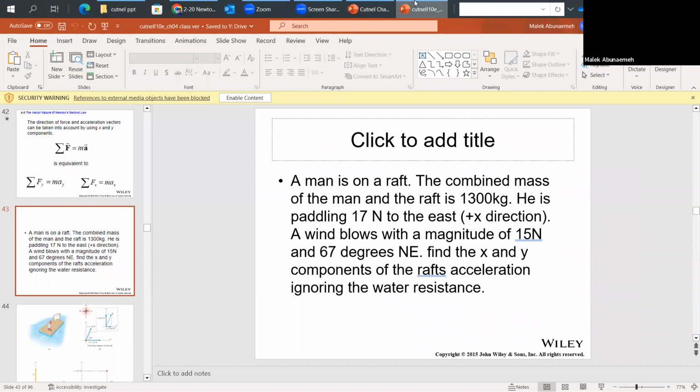So let's do another example, shall we? A man on a raft, the combined mass of the man and the raft is 1,300 kilograms. He is traveling with 17 newtons to the east. A wind blows with a magnitude of 15 newtons at 67 degrees northeast. Find the X and Y components of the raft's acceleration. Ignore the water resistance.